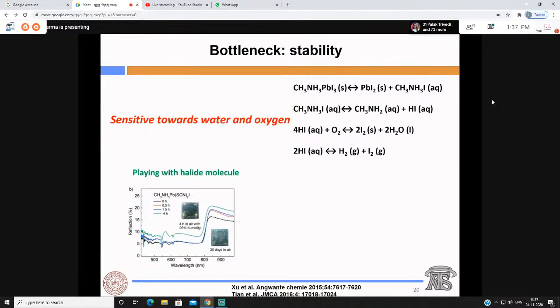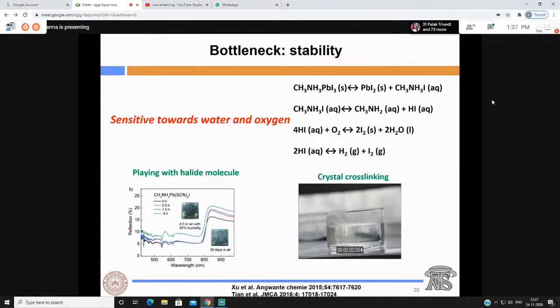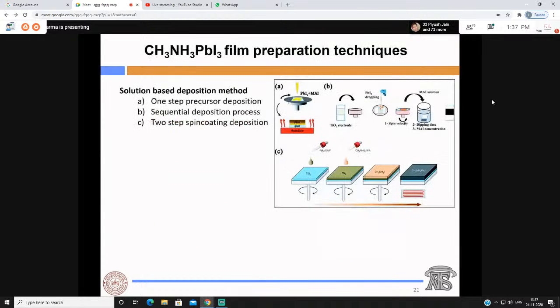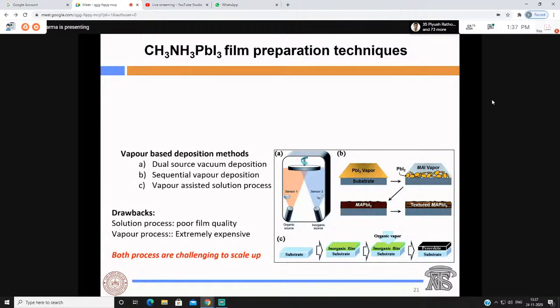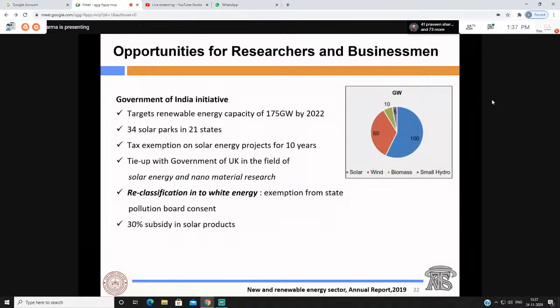These are some stability issues of the material, how to overcome the stabilities, and there are certain methods of fabrication of the films and associated challenges. Okay, so with this, what I would like to end the talk with is the scope of research.